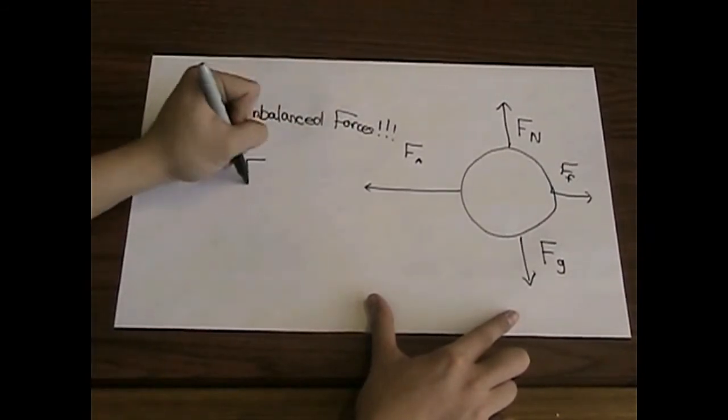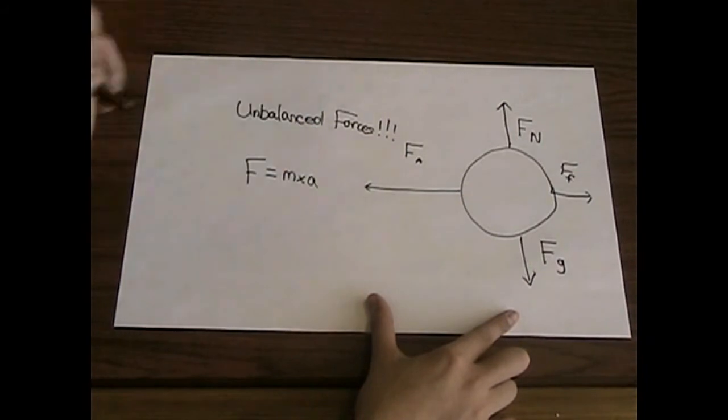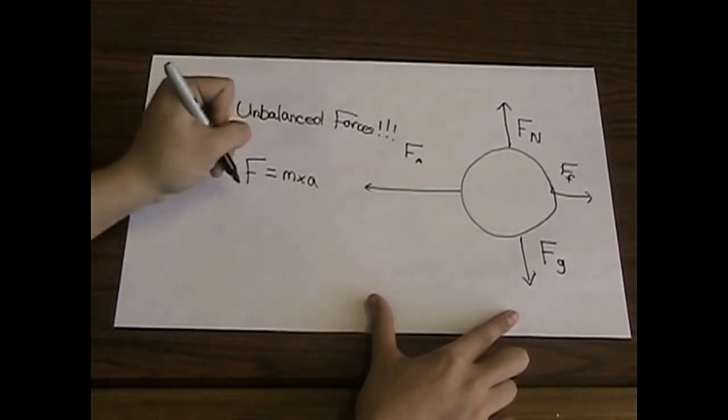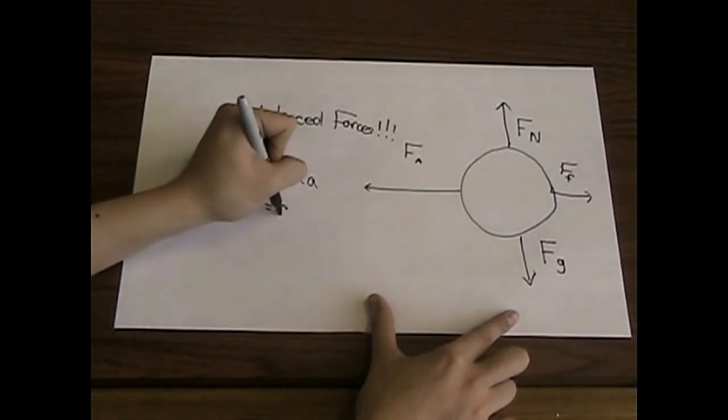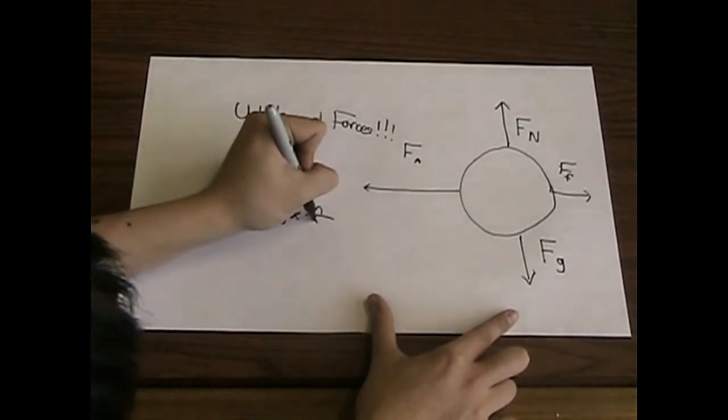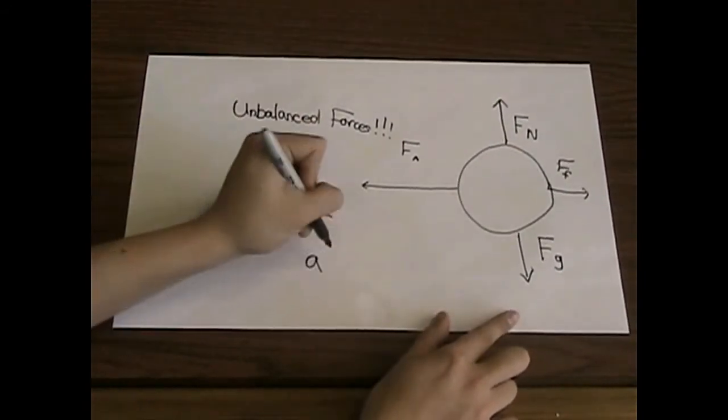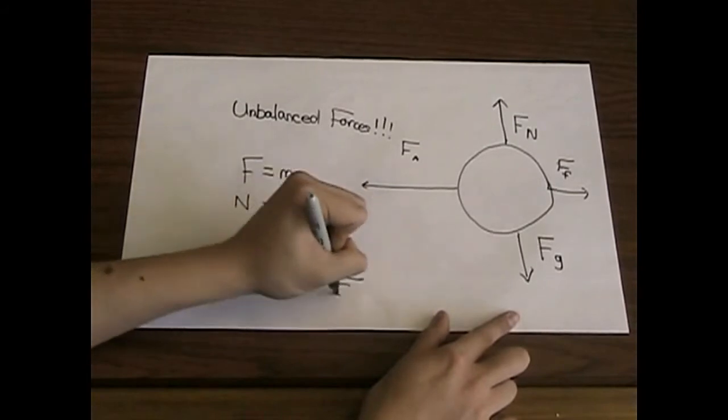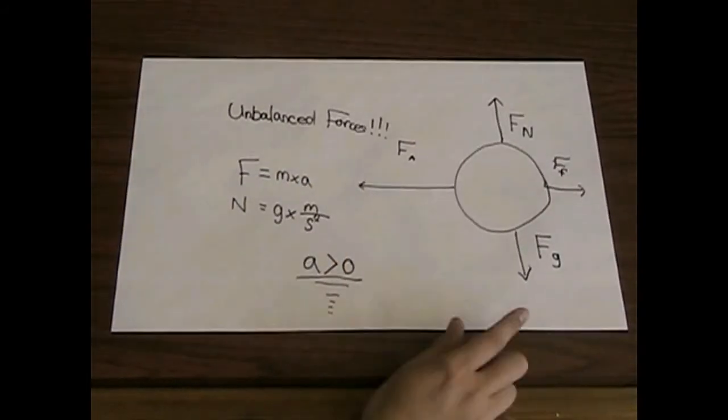Newton's second law, which states that force is equivalent to mass times acceleration, means that the acceleration of the ball is directly proportional to the unbalanced force on the ball and inversely proportional to its mass. In the case of the ball, acceleration is greater than 0, which resulted in it moving from rest.